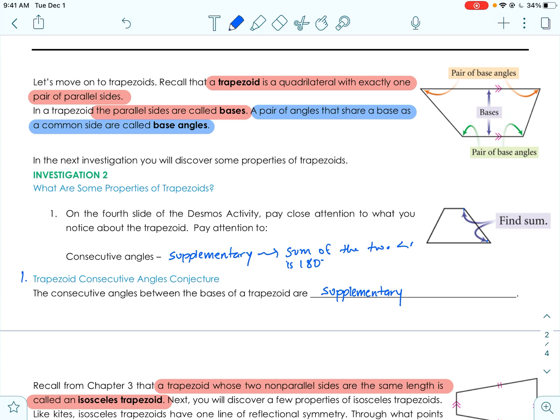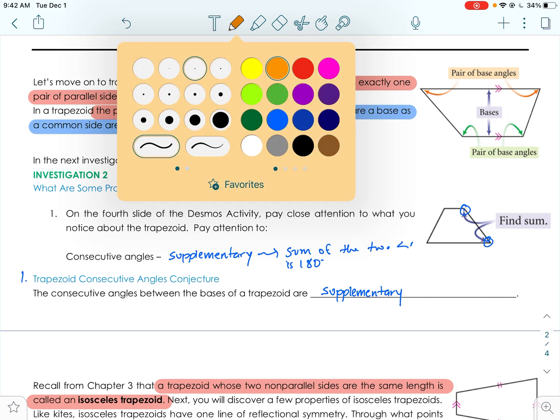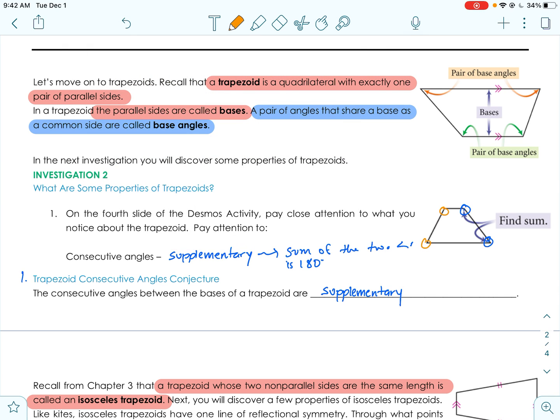Okay, and again, that's going to be the angles between the 2 bases. So here and here, here and here. Okay, it's not going to be here and here. It's just between the 2 bases.